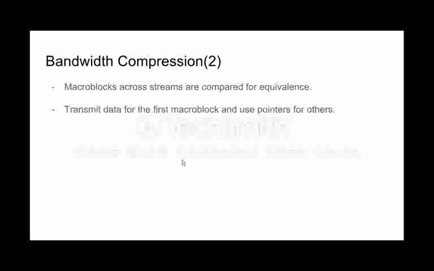Let's see how this works. Each frame is divided into macro blocks, that is, small blocks. It could be 64 by 64, but that is just an example; it could be of any size. Now we search for macro blocks that are equivalent between different frames. Once the equivalence is found, only the first macro block is sent, and pointers are used for the other equivalent macro blocks. And this is how the bandwidth compression is done in Outatime.